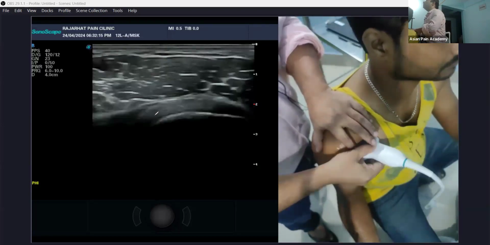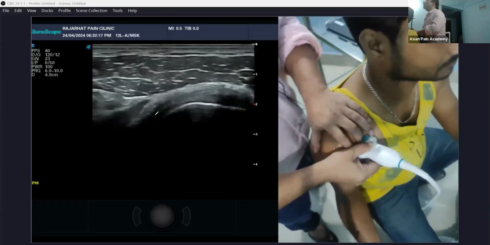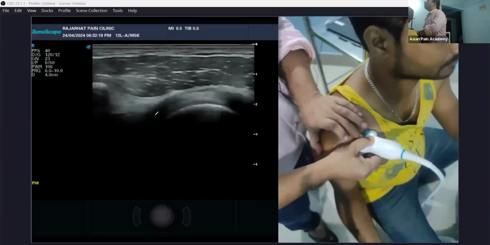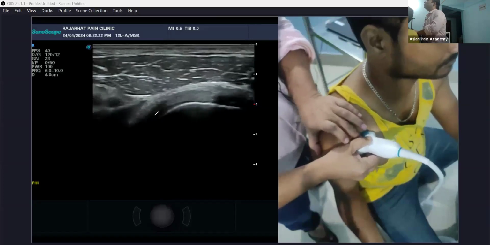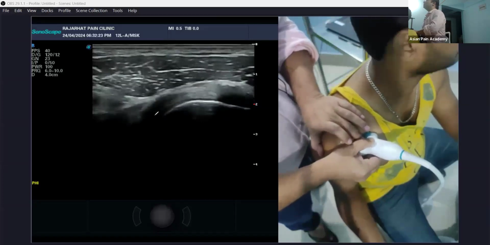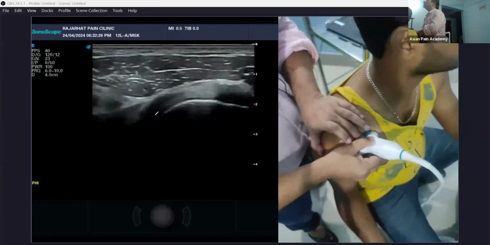And if we go more medially, you can see some areas that are black and white. These areas are nothing but the myotendinous junctions.